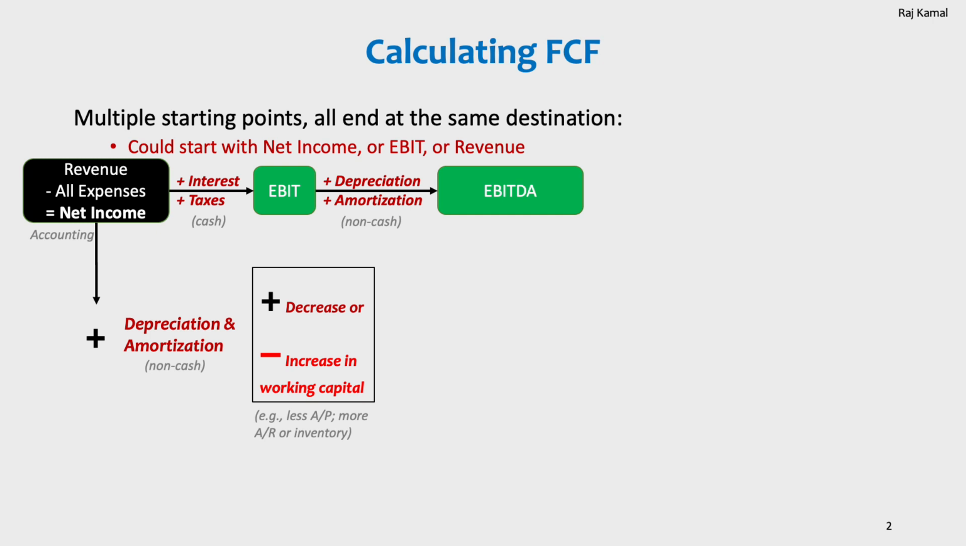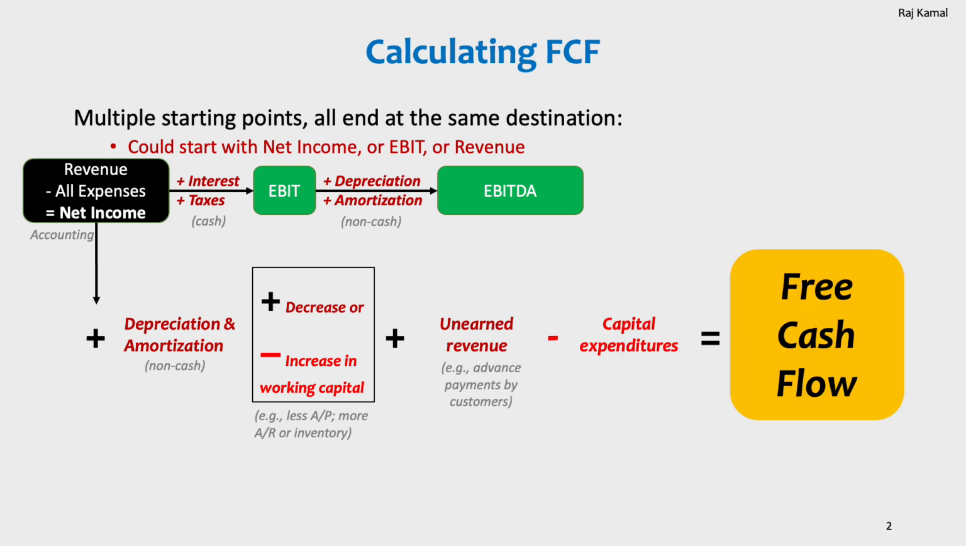And typically, as you know, working capital is accounted for by accounts payable or accounts receivables or inventory. Then we add any unearned revenue, which might be advance payments made by our customers, minus capital expenditures, and that gives us the free cash flow. So you will see all the way from left to the right end of this green arrow at the bottom, that's your operating cash flow. Minus capital expenditure gives you free cash flow.